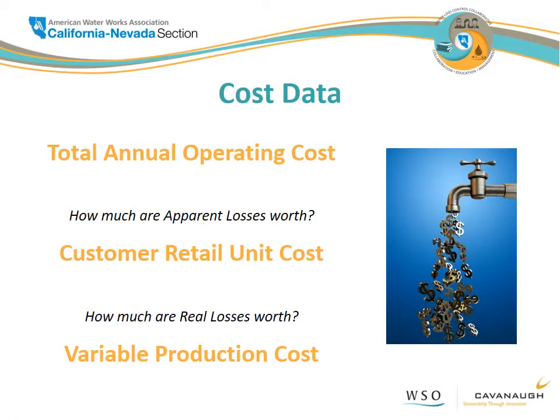And we normalize that chemical and power cost divided by the amount of water produced in the audit year to determine a dollars per 1,000,000 gallons typically. So that variable production cost allows us to put a value on leakage, and when we mitigate leakage, it incrementally reduces our cost to produce.